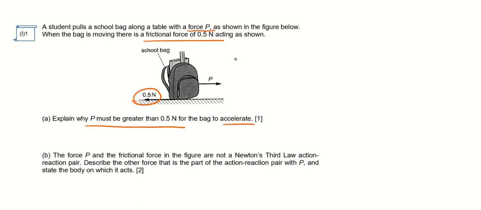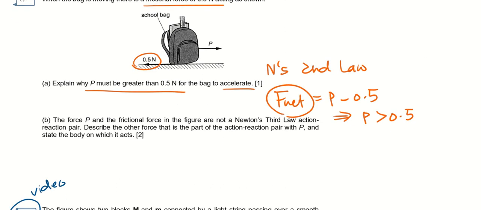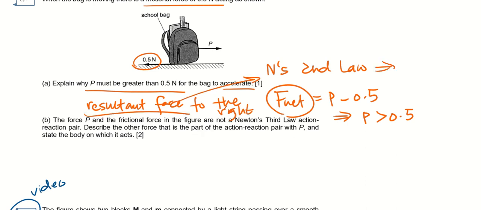So this is an application of Newton's second law, whereby it says that there must be a resultant force. So F net must then be equals to P minus 0.5. Therefore, P needs to be greater than 0.5 in order to have F net. So the answer will be P needs to be greater than 0.5 in order for there to be a resultant force to the right. And that's still not enough. With a resultant force, according to Newton's second law, then there will be acceleration.